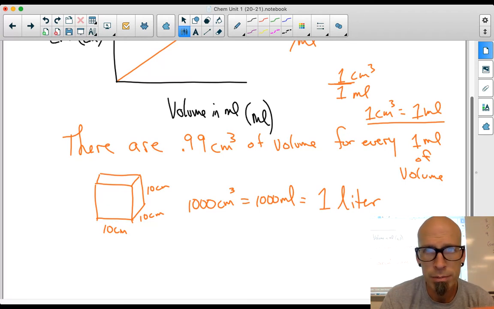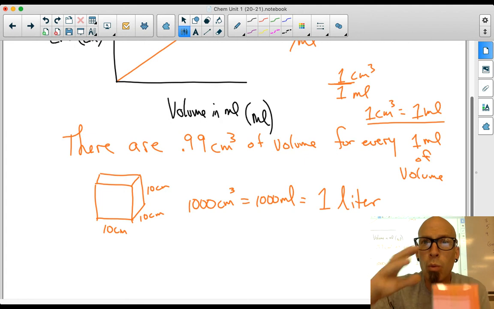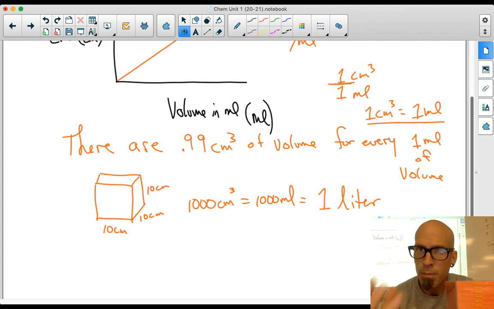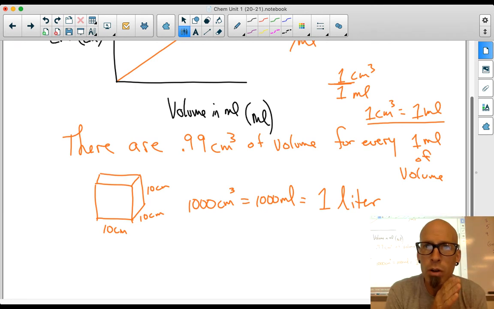There's no connection. But when they came up with the metric system in the 1790s, they decided, hey, we want a unit for volume, but we want it to be connected to the meter stick so that measurements and dimensions match up with what we're calling our volume measure, or a liter in this case.